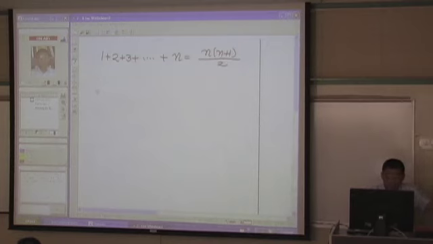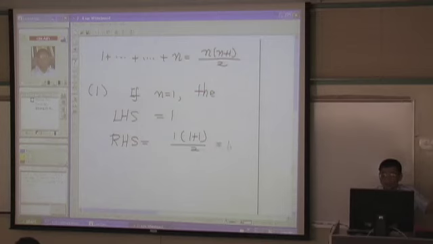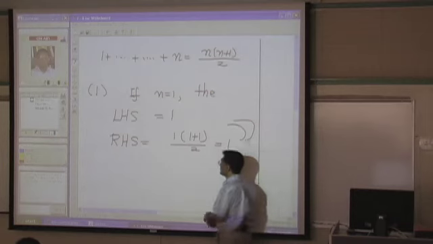Then, to make this a little bit more rigorous, I will use a lot of dots. So the first part is showing this for one number. If n equals 1, then the left side is 1. The right side is 1 times (1 plus 1) over 2, which is 1. And they are equal. Done. So I proved the first part.